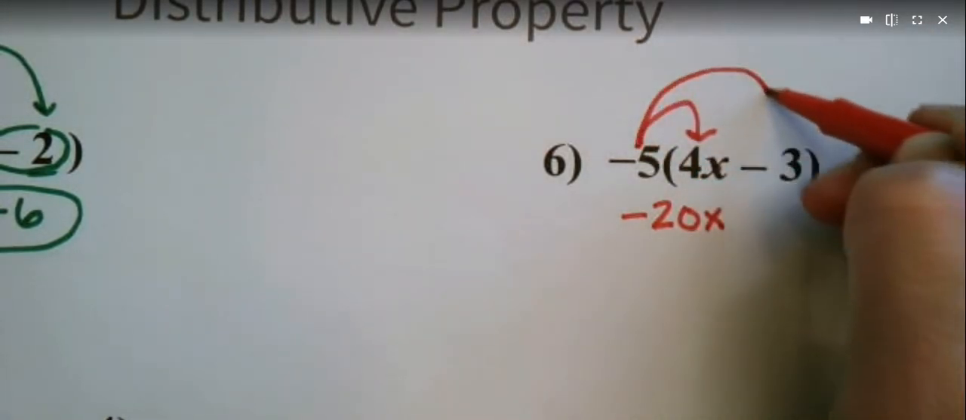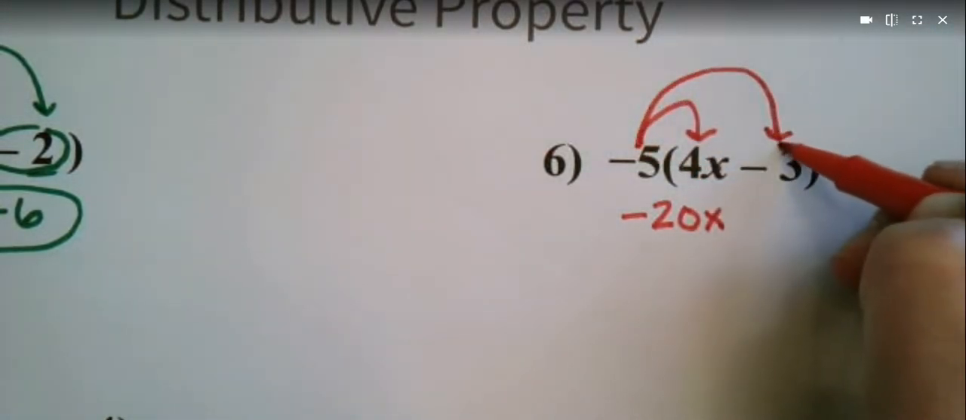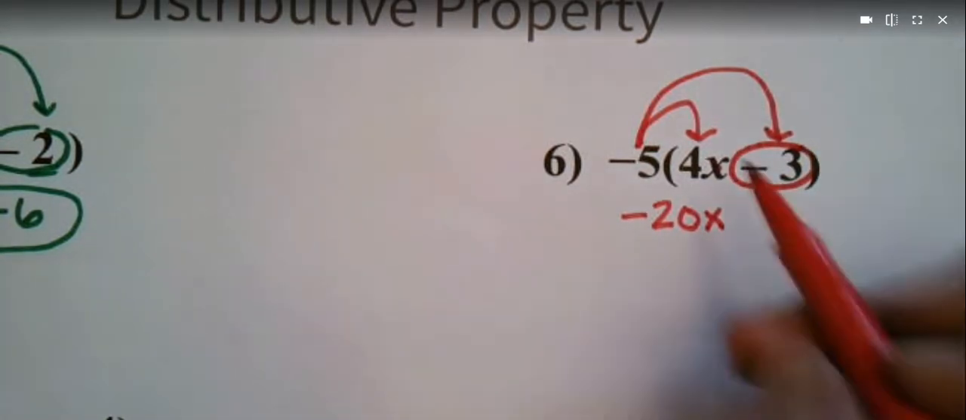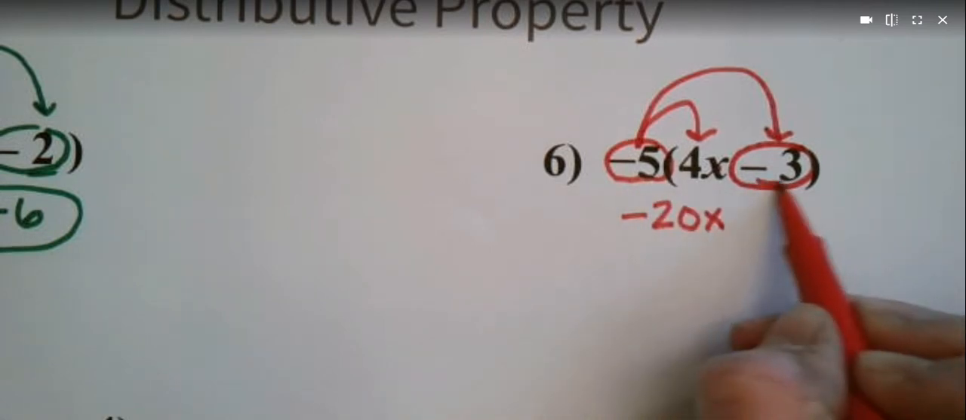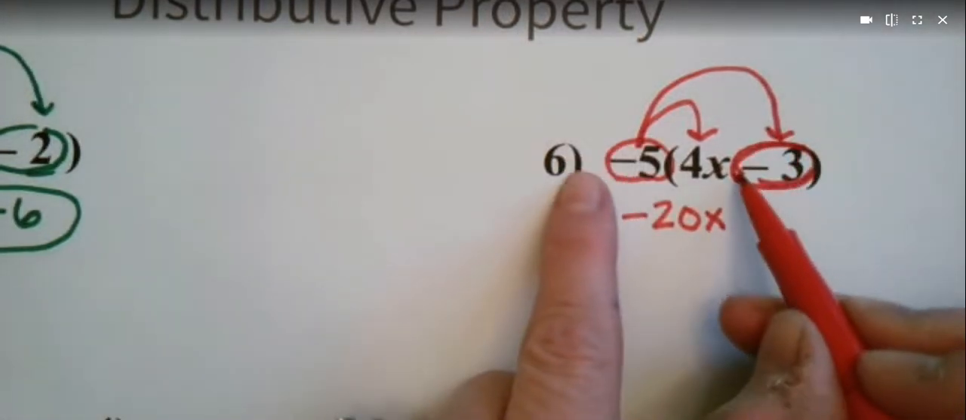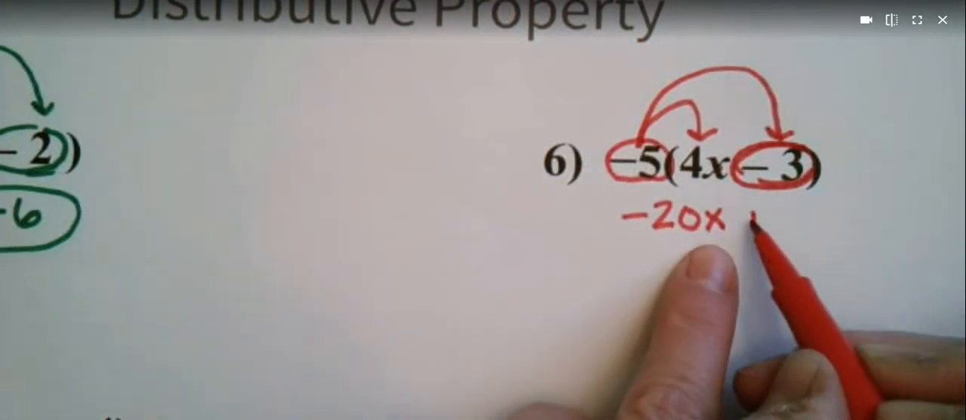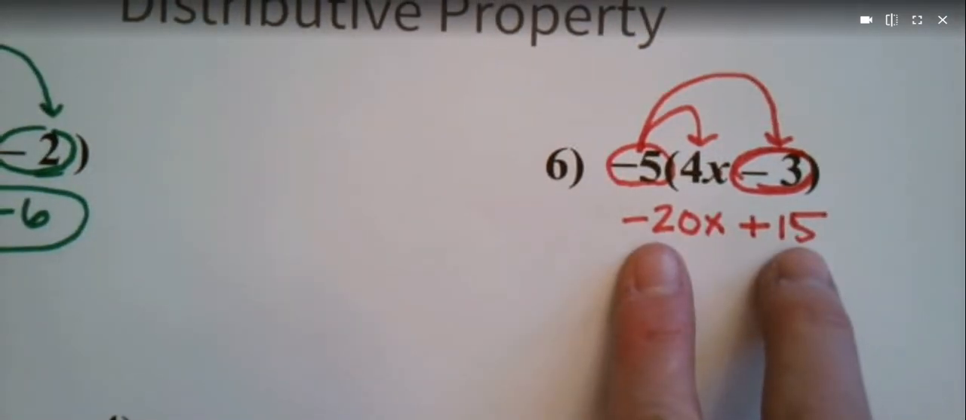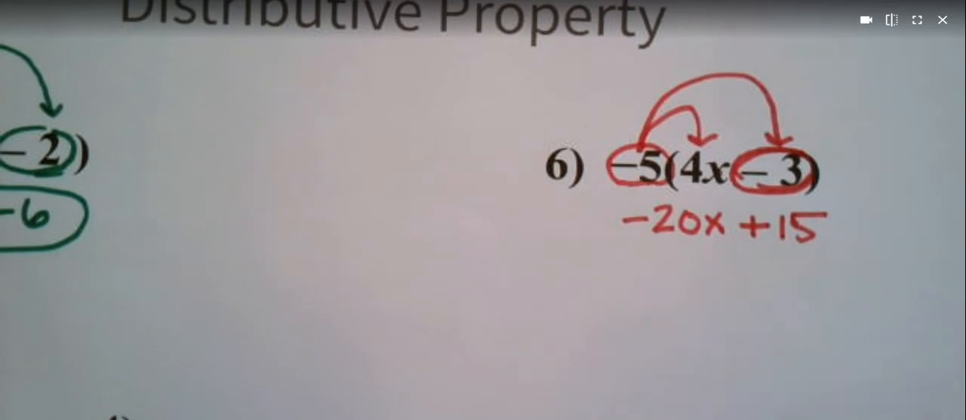Now when we multiply negative 5, we have to be sure we notice that this sign in front tells us this is a negative 3. So I have negative 5 times negative 3, signs agree, positive 15. And then I look to see, can I combine like terms? Nope. Is it in the correct order? Yes, it is. It's done.